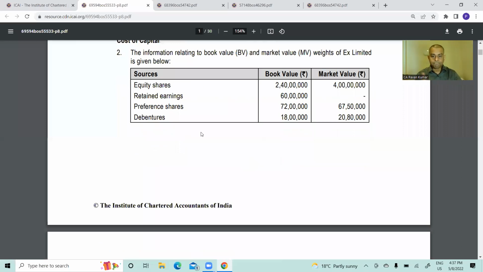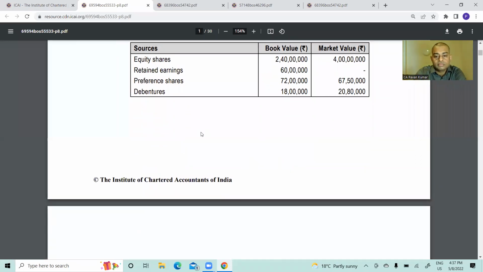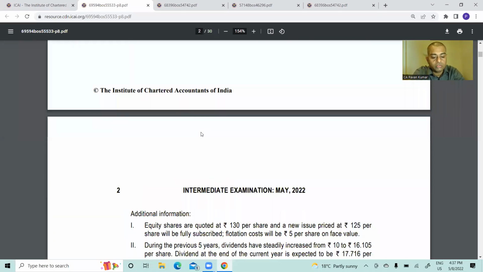The information relating to book value and market value weights of X Limited is given below. Equity shares: book value is 2 crore 40 lakhs, market value is 4 crores. Retained earnings book value is 60 lakhs. For preference shares, the book value is 72 lakhs and market value is 67 lakh 50,000. For the debentures, book value is 18 lakhs and the market value is 20 lakh 80,000. Very good.